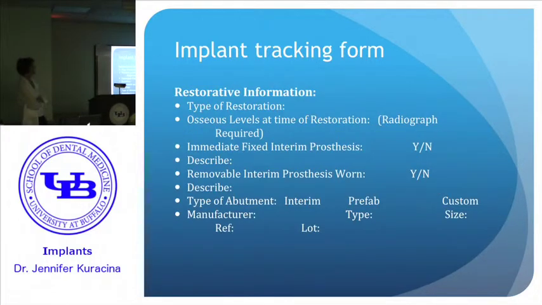The second half of that first page is for restorative information, and so that's something that those of us who are assisting in the restoration need to be aware of. When we complete a restoration, we need to be filling out information about the abutment that we use, for instance. And again, there's a place for the type of abutment, size, reference number, lot, etc. All right?